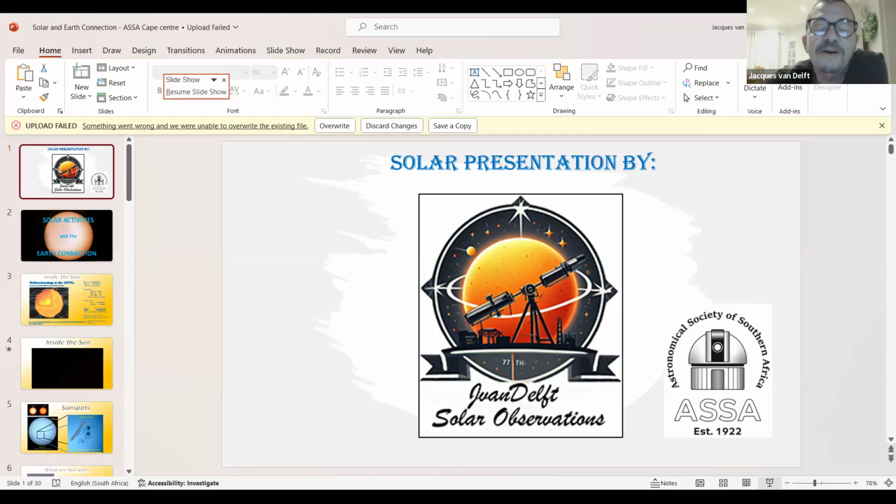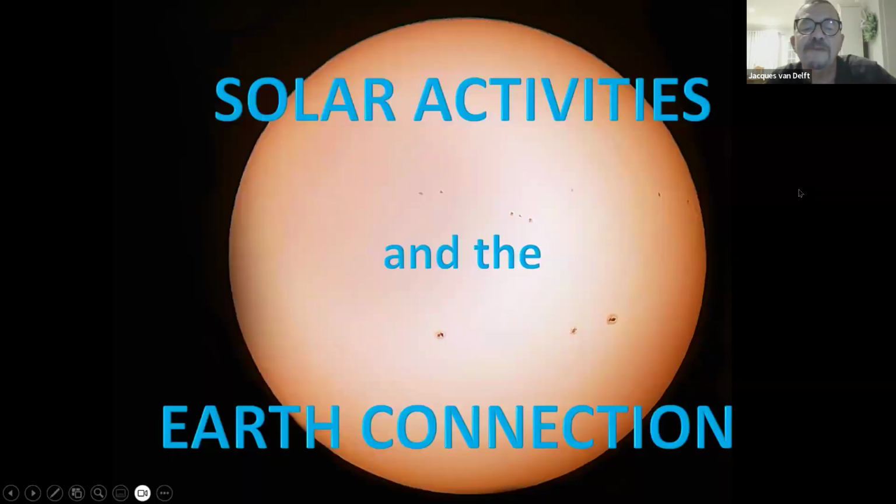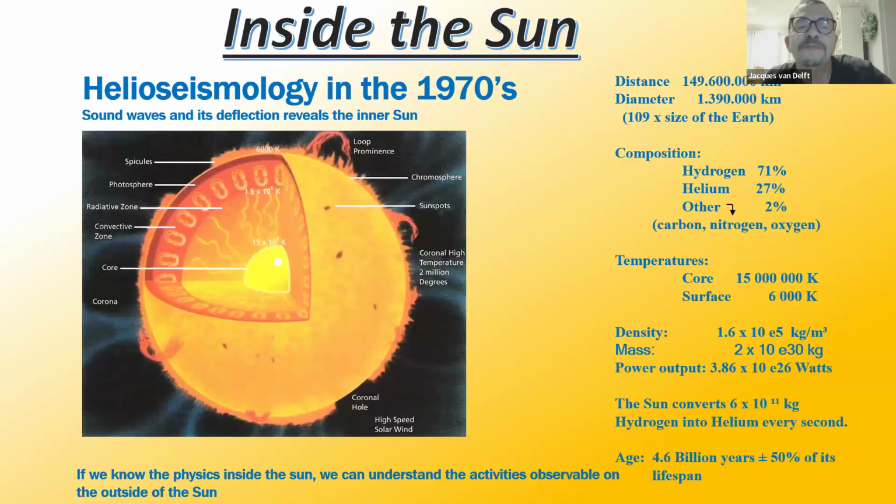So it's about solar activities and the Earth connection. This is a picture that I took quite a while ago of the sun with a lot of sunspots. And that's actually the center and the starting point of my studies that I started in 1982. But before we can go to the sunspots, we need to know a little bit more about what the sun is and what it is doing.